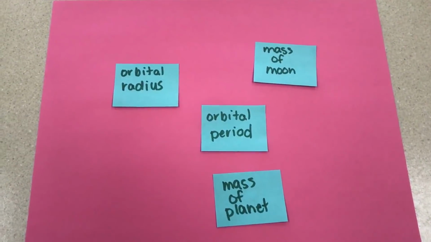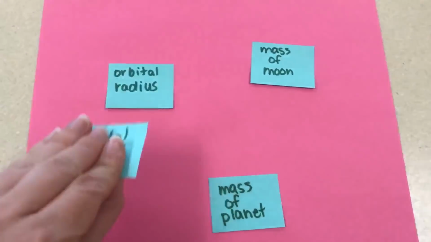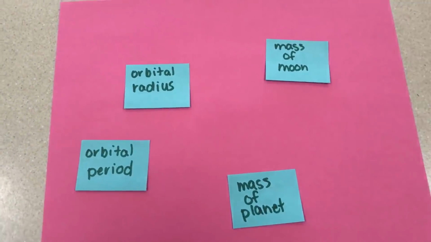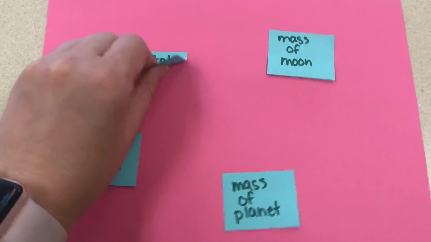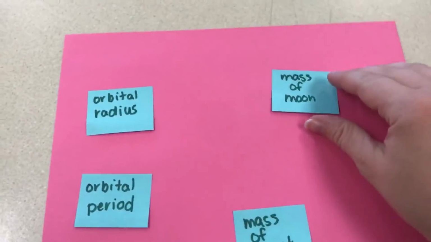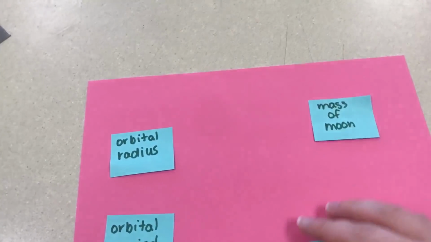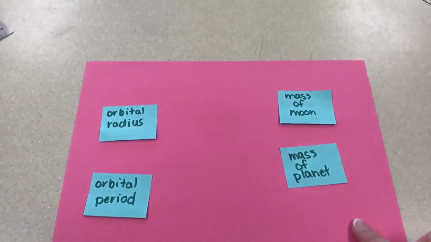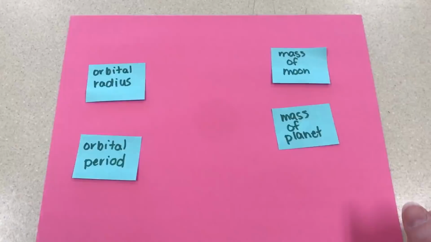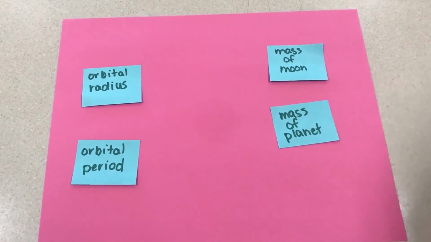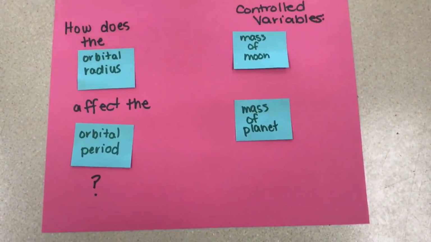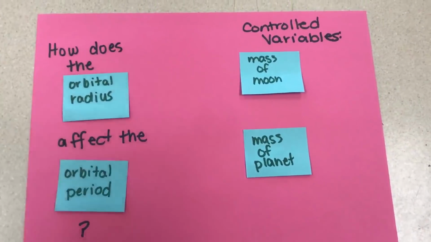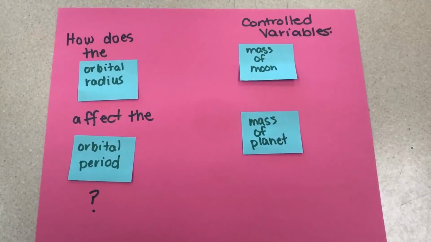So what I have my students do is bring the orbital period, which is the dependent variable, and select one of the other variables that they want to test, the one that they want to test first anyway. So let's suppose it's the orbital radius, and then we'll just move these stickies over, the mass of the moon and the mass of the planet. These will be kept constant. Now we can write a question. It's pretty easy to add the words how does the affect the question mark to create a question here. So how does the orbital radius affect the orbital period?